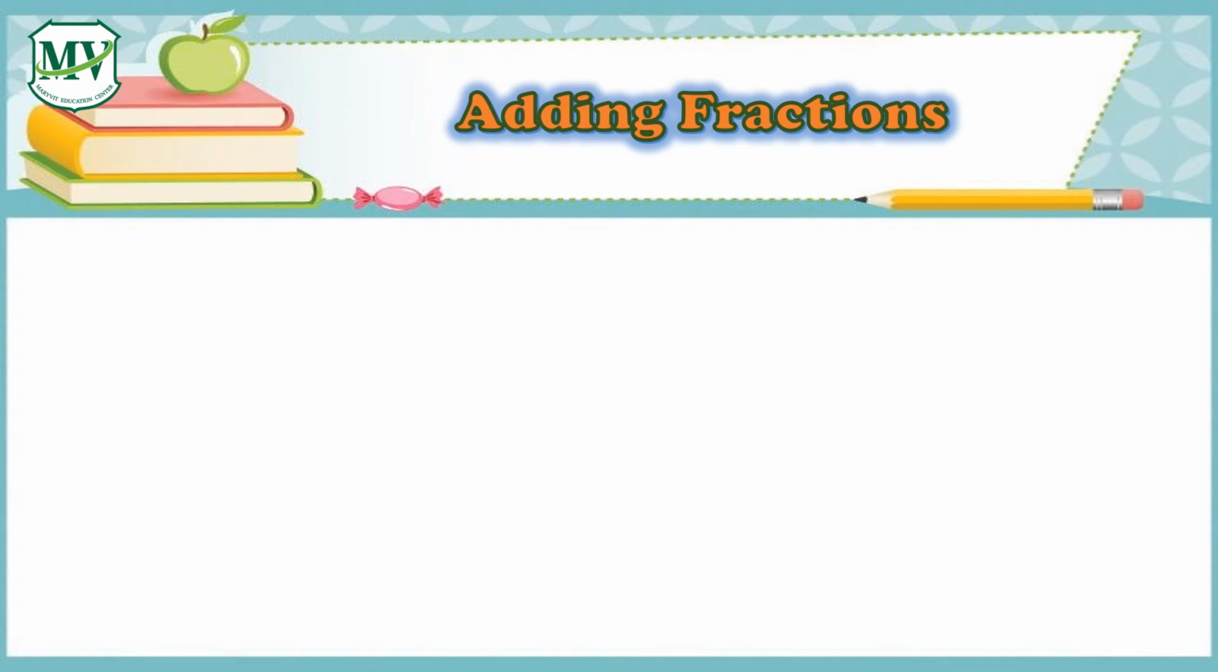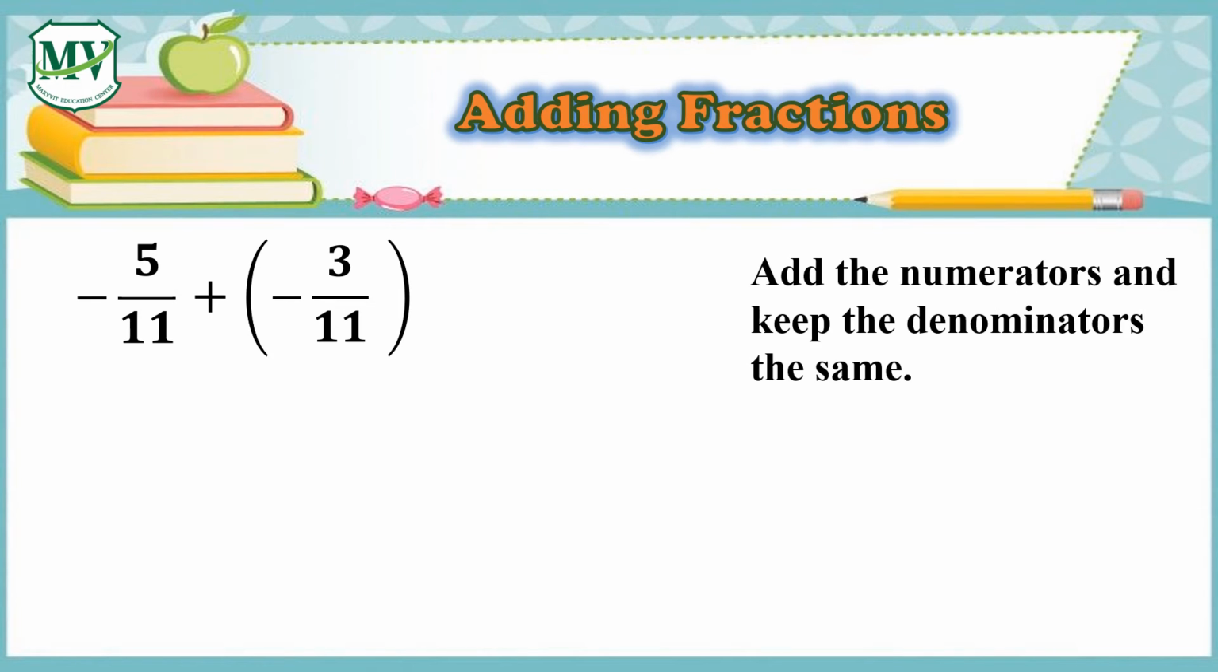Our next example is to add two negative fractions. Let's take a look at how it works. We have negative 5 over 11 plus negative 3 over 11. What's the sum of these two negative fractions? Notice that these fractions have a common denominator, 11.